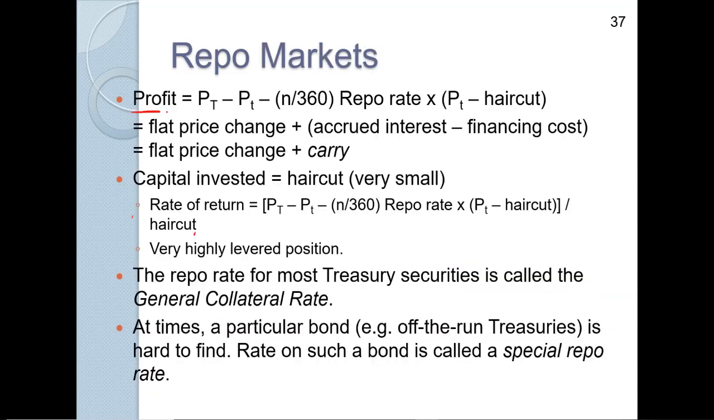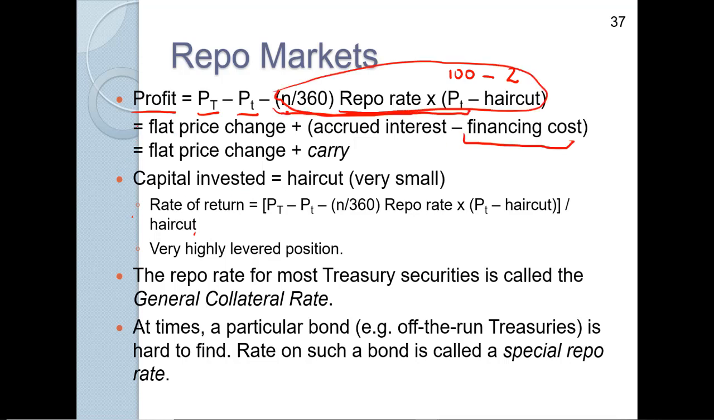The profit is going to be basically the price at capital T minus the initial price. Here n is the number of days over 360. Some repo rate, and this is the rate that it's available in the market. Just imagine that this thing is like an interest rate. It could be like 2%, 5%, 10%. And then this is going to be PT minus haircut. As we said before, this PT could be 100 and the haircut could be $2. So this would be 98.